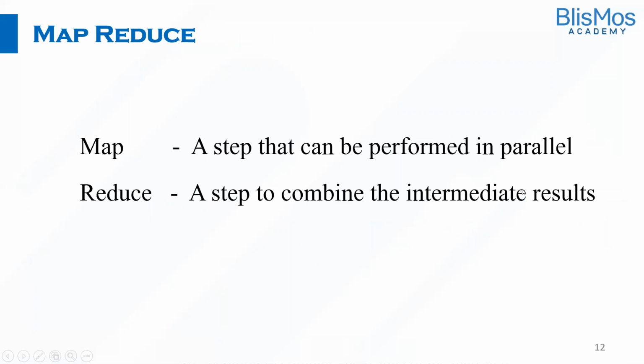Just to summarize, map is a step which can be performed in parallel on the small portions of the data which is distributed across the different data nodes. A reduce step is a step which takes the outputs from the map step and combines them to give a final output. I hope you guys understood this really well.